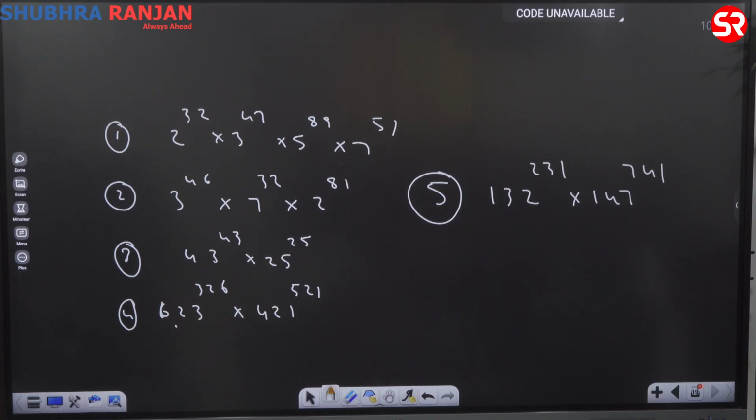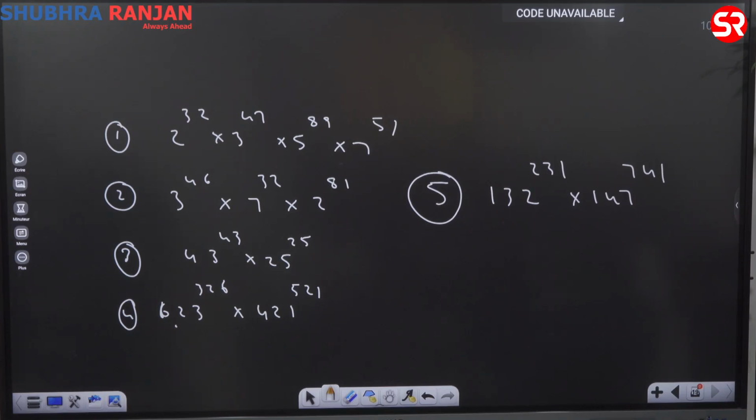For 9 it's 1. The question 3 power 23: that means you have to divide 23 by 4, because after 4 times you are getting the same thing, na? For anything, the cyclicity for 2, 3, 7, 8 is 4 only. So you divide by 4 only. After 4 times only you are repeating the same thing.